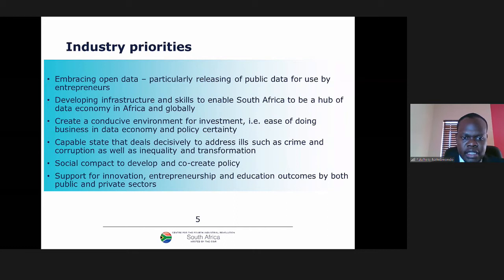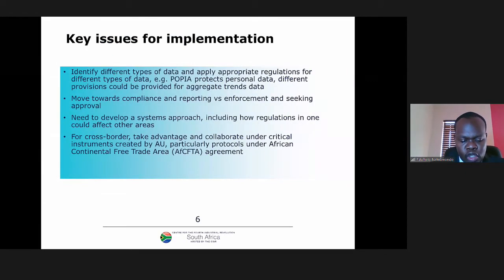The social compact to develop and co-create policy came very strongly, and the support for innovation, entrepreneurship, and education outcomes came in as a very strong theme as well. There was also a discussion that touched on the implementation.